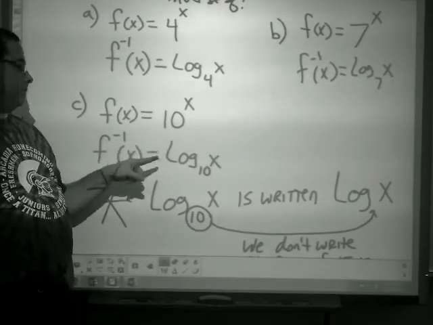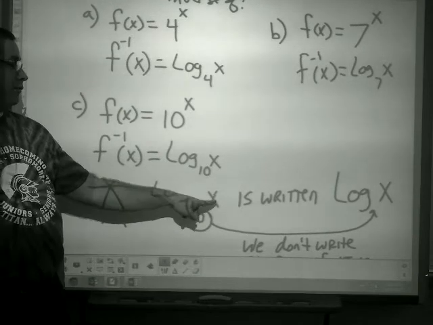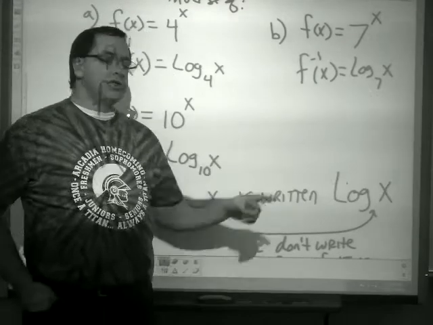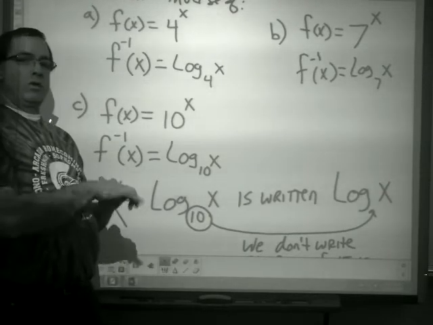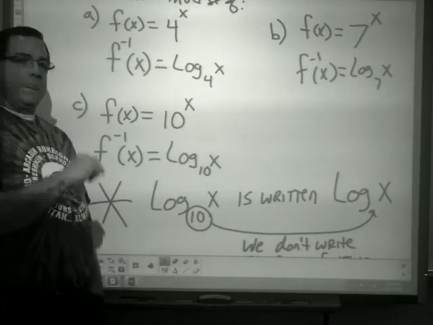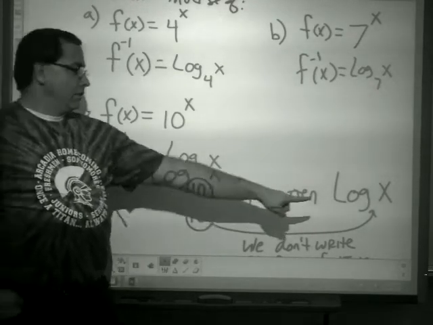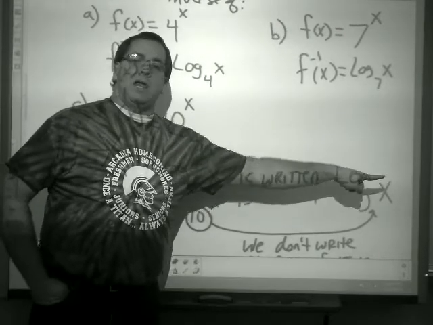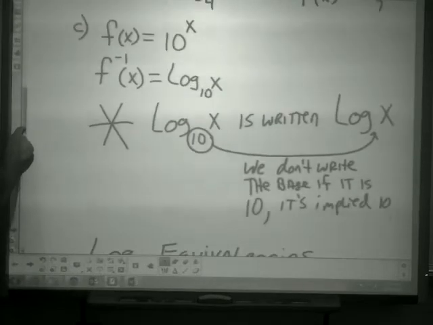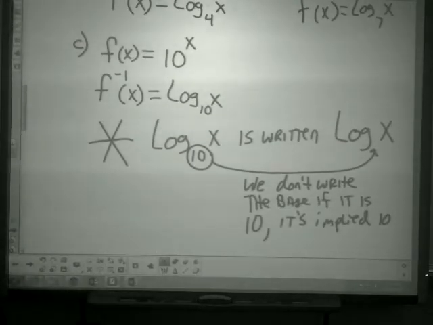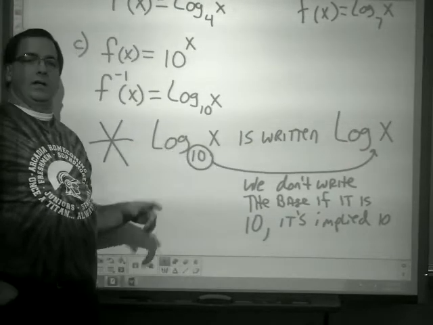Here's a thing to know though. Base 10, log base 10 of x is written this way. So just how, if I have x to the first power, I don't write the 1. If I take the square root of x, I don't write the 2 in the root symbol. If I'm taking the log of base 10, you'll never see the 10 here. You'll just see log of x on the same level. The base is 10, all right? We don't write the base if it is 10. It's implied to be 10. We don't write it. You could always put it in though. You could always write 10 there.